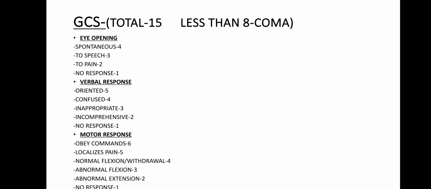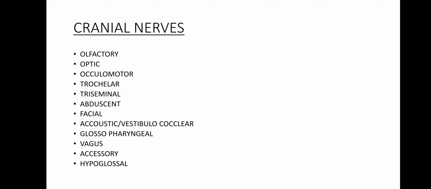GCS. When the patient has a GCS less than 8, the patient needs immediate respiratory management. The maximum score of GCS is 15, the minimum score is 3, where the eye response goes for 4, verbal response goes for 5, and motor response goes for 6. So when it goes less than 8, we will go for airway management immediately, advanced support.